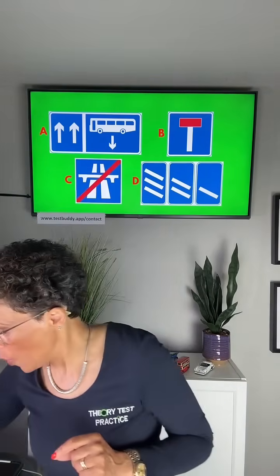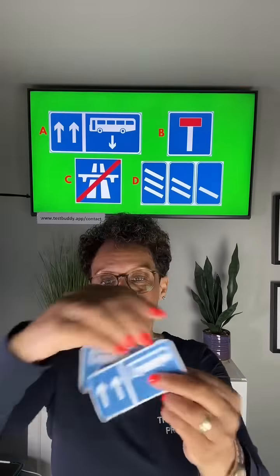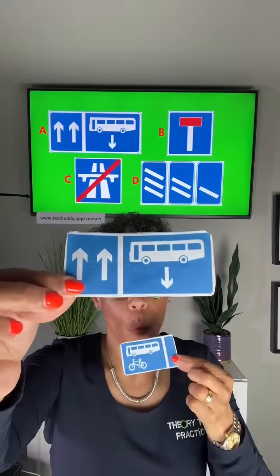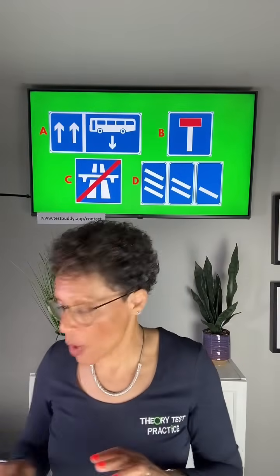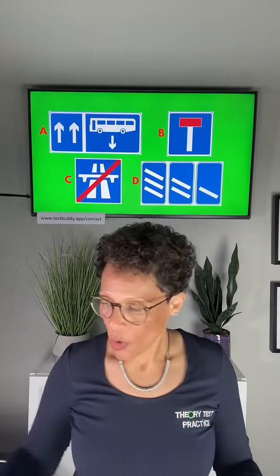Let me know that you now know contra flow has arrows, with flow does not have arrows. Contraflow has arrows. With flow does not have arrows. With flow doesn't need arrows. You don't need arrows to show I'm going the correct way, do you? Brilliant. Let's move on. What about sign B? Let me know if you don't know, please.